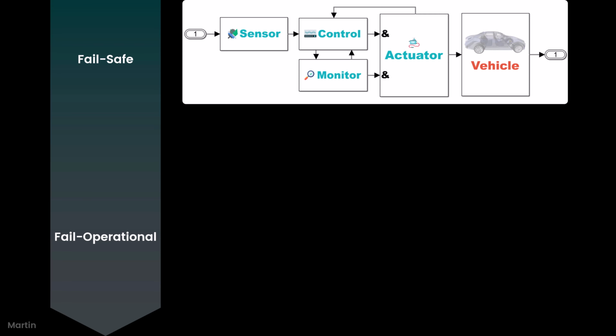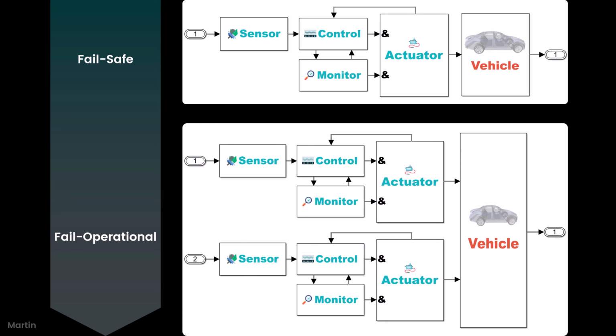Here are examples of system architectures illustrating the difference between a fail-safe system and a fail operational system. The fail-safe architecture is designed to transition the system into a safe state when a fault is detected, prioritizing safety over functionality. In contrast, the fail operational architecture incorporates redundancy and fault-tolerant components, allowing the system to continue performing its intended function even after certain faults occur, ensuring continuous and reliable operation.